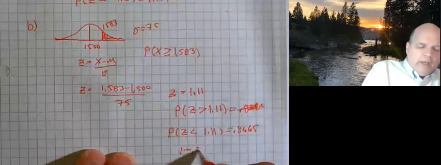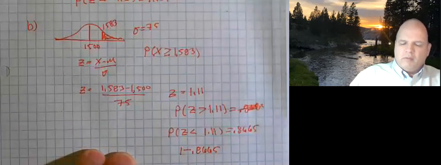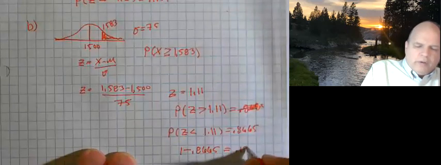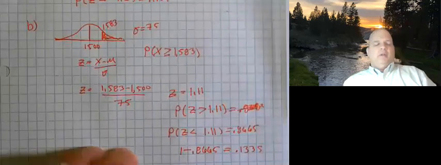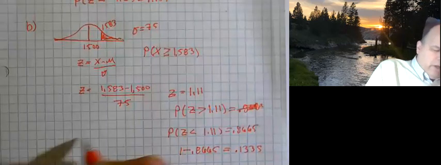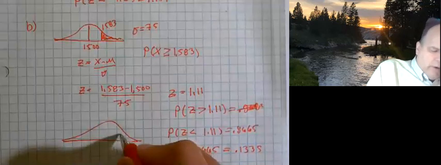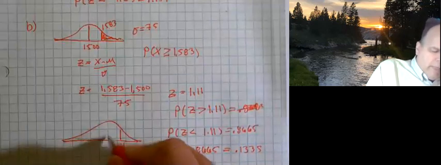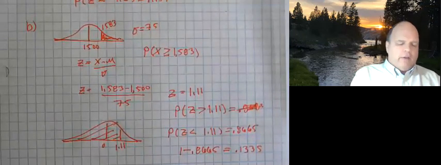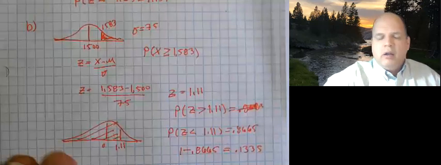So 1 minus 0.8665. I'll explain that in just a second. Equals 0.1335. Now here's what happened here. Remember, the table always works from left to right. It always works from left to right. So when we did this, and we got a z-score of 1.11, it found that area. That's what it found. And it said that was 0.8665. But we did not want that area.